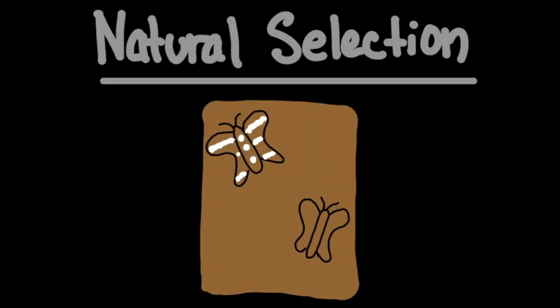Here is an example of natural selection. There are two butterflies that are resting on a tree. One butterfly is the exact same color of the bark from that tree. The other butterfly has white stripes. That butterfly is more visible to predators and will more likely be eaten. The butterfly without the stripes has a better chance of surviving and passing on its genes to its offspring.